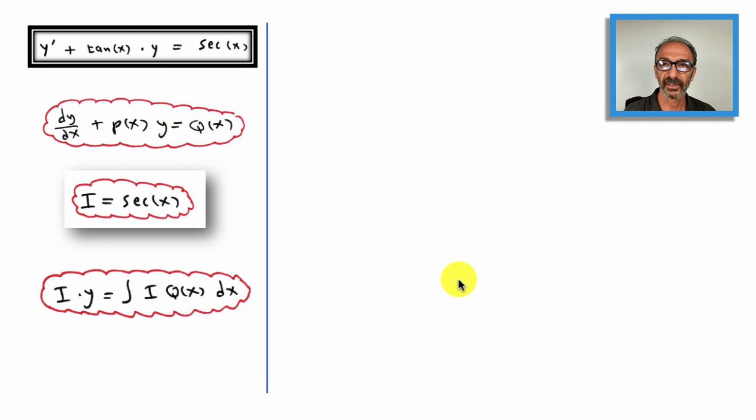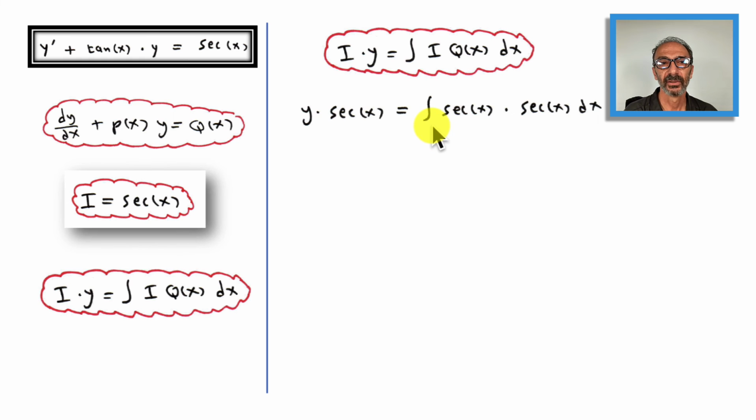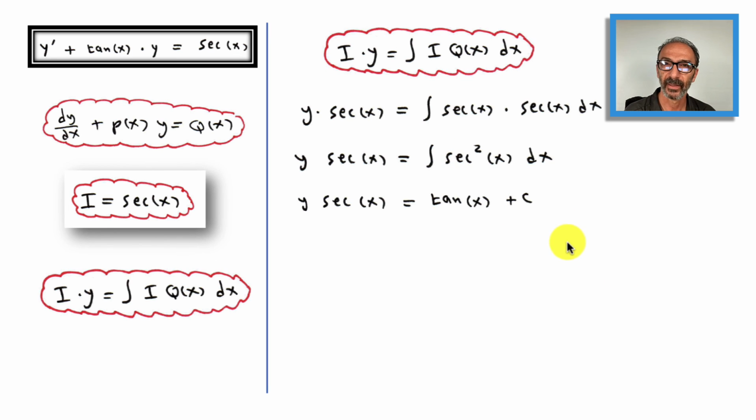So let's start right here and finish the problem. We have I times y equals, we know what I is, which is secant of x. Instead of writing secant of x y, I just pull the y up front. It's cleaner this way, y times secant of x equals the integral. I is secant of x, but q is also secant of x. So we're going to end up with secant x squared, or secant square x. We know how to integrate this because the derivative of tan is secant square. So that's going to give me tan. With the integral, because I don't have limits, I'm going to put the c, the constant of integration.